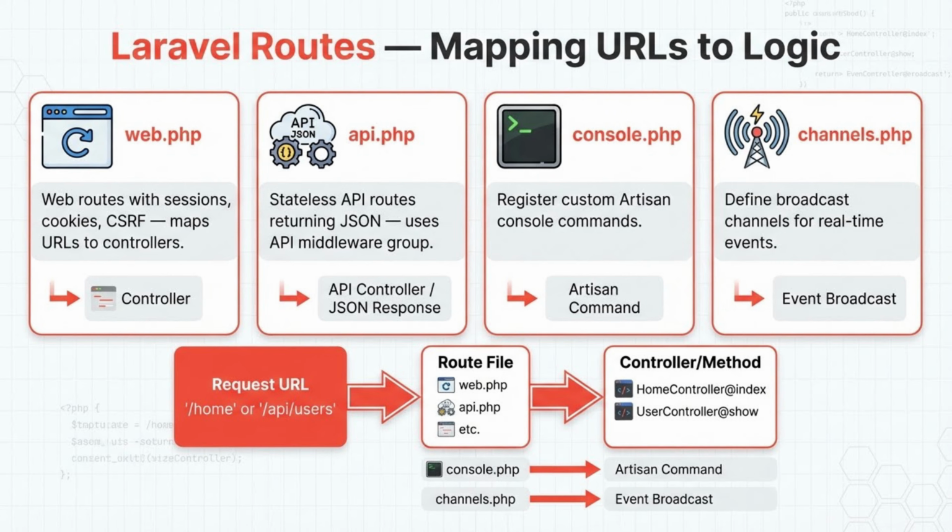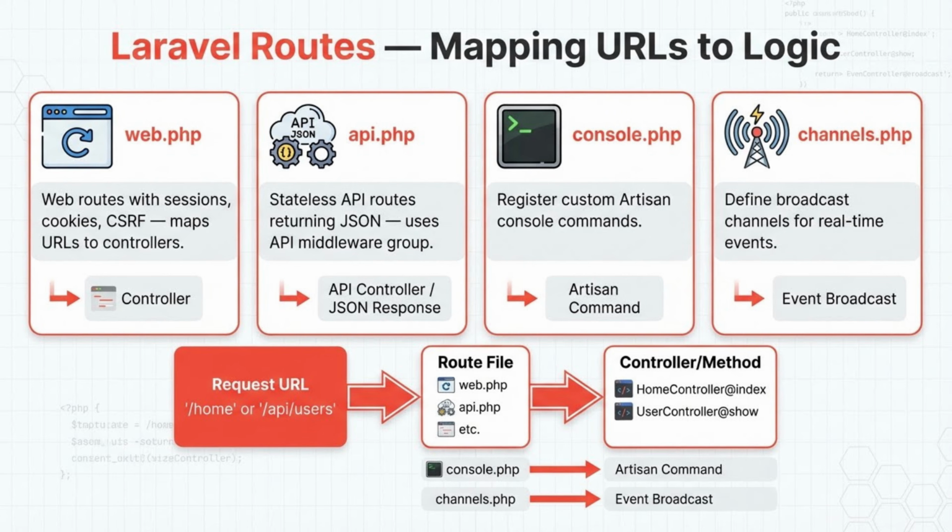The most commonly used file is web.php, which defines routes for traditional web pages. These routes support sessions, cookies, CSRF protection, and all the browser-based features you expect in a web application. When a route in web.php is matched, Laravel passes the request to the appropriate controller method, such as HomeController@index or UserController@show.